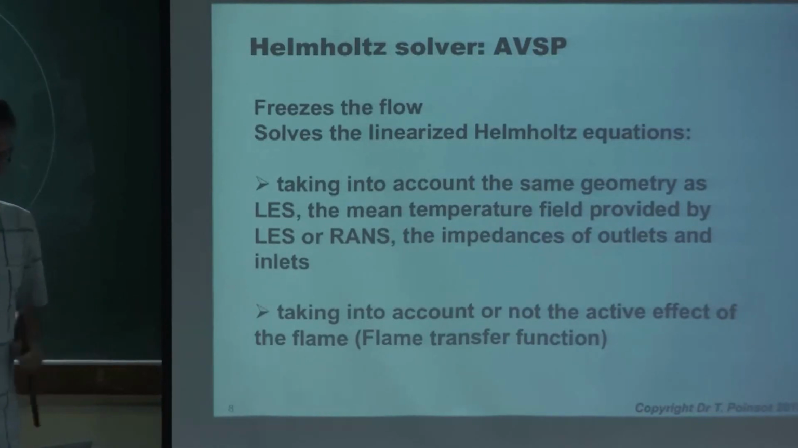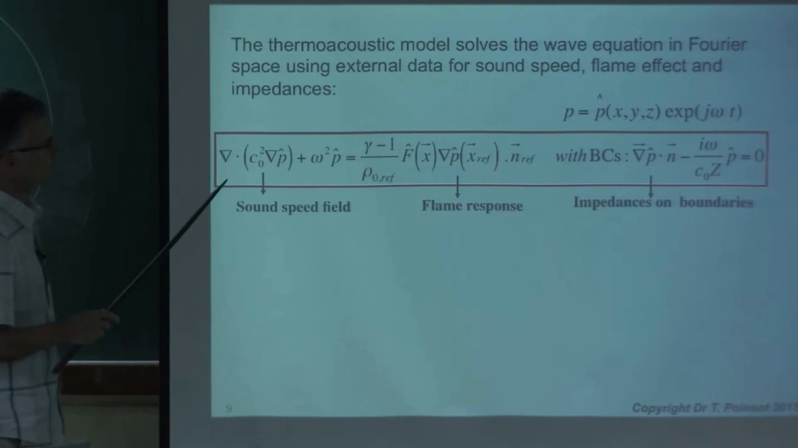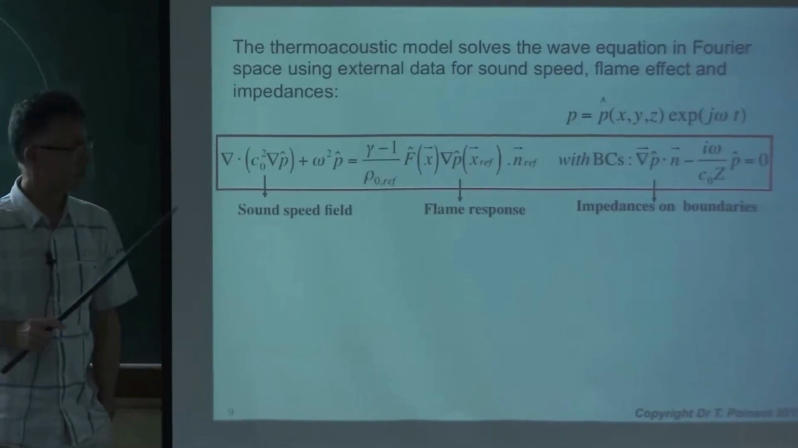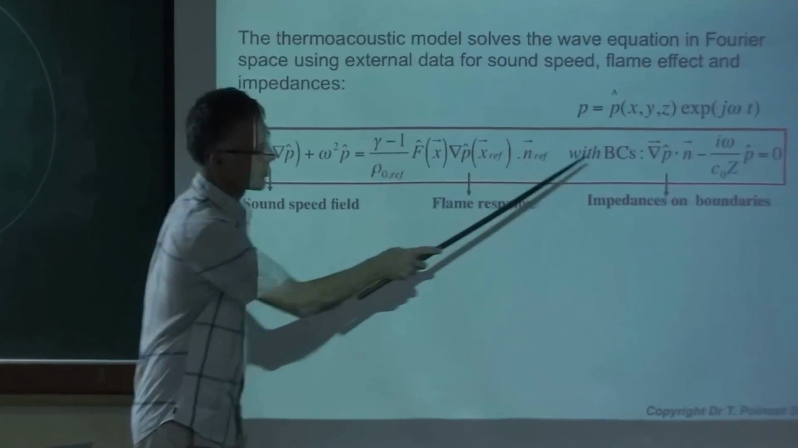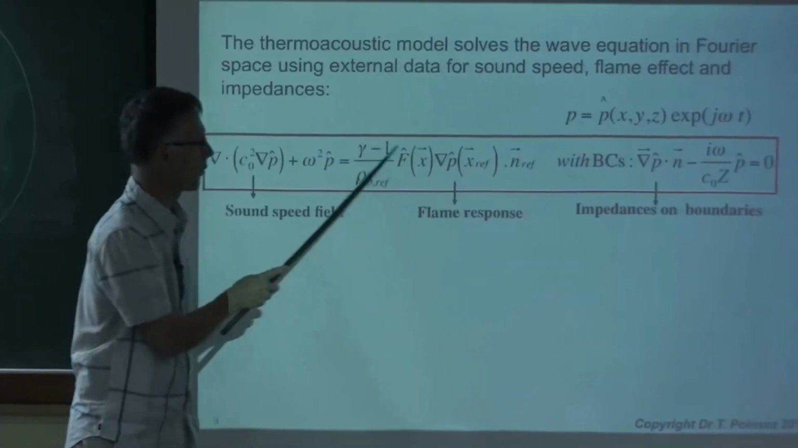And sometimes it will be what we call inactive flame. That's just a temperature jump, but no active effect of the flame. So that's the equation which is solved by AVSP. It's a Helmholtz equation for pressure, which can be tricky to invert. The boundary conditions, that's the impedance that you need to specify. And here, you have the forcing due to the flame.